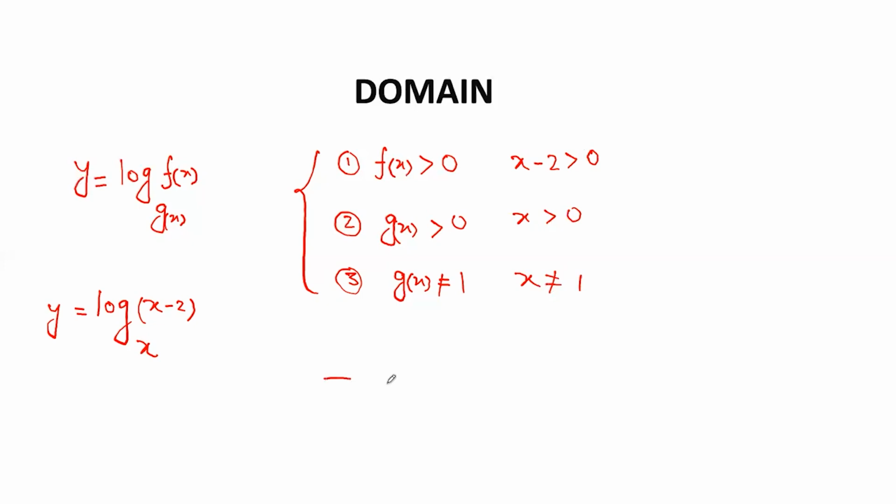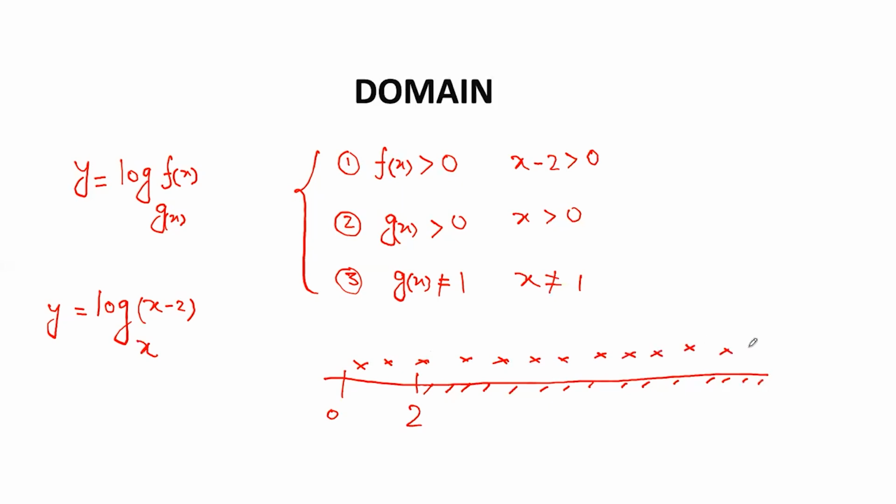So make the number line. Condition first, x greater than 2. Mark this 2. This is going from 2 to infinity, right? Second is x greater than 0. There is some 0. So the second case is satisfied for x greater than 0. Third is x not equal to 1. Except 1, all the values are allowed, right? So 1 is there, 2 is there, 0 is there.